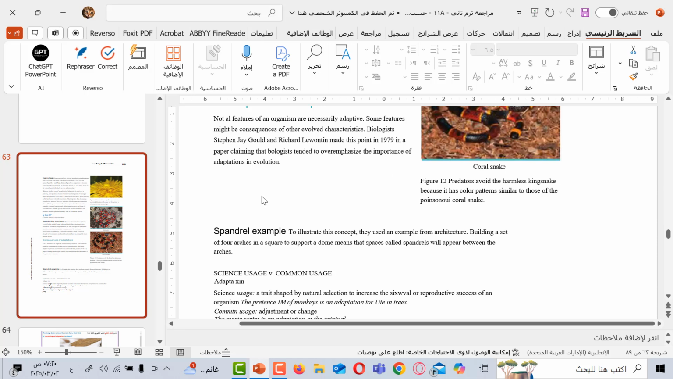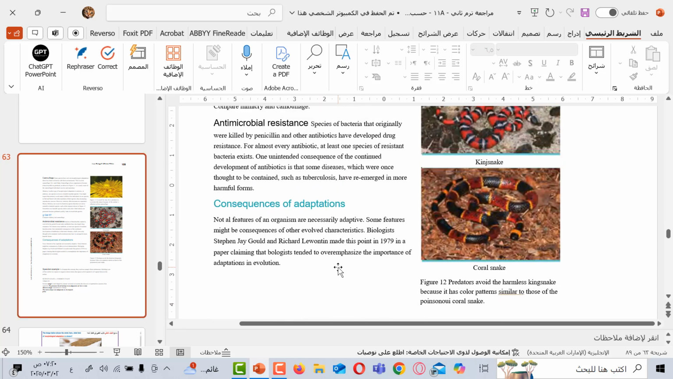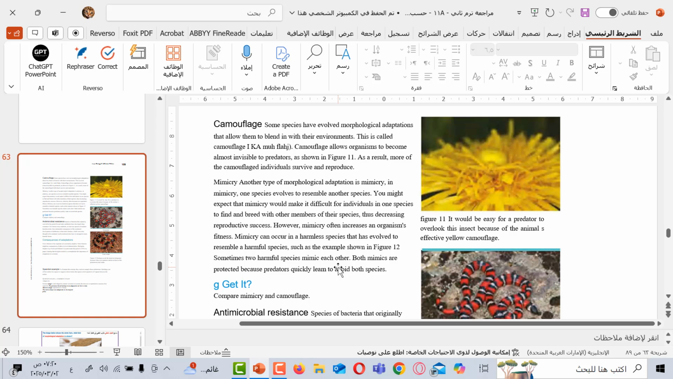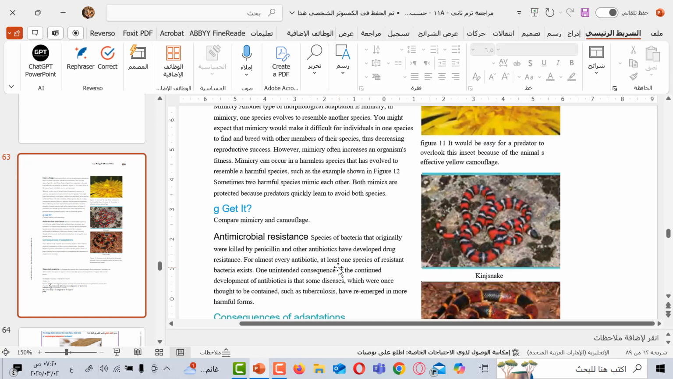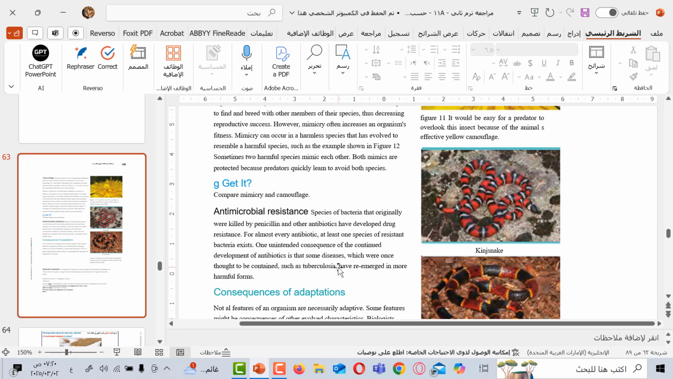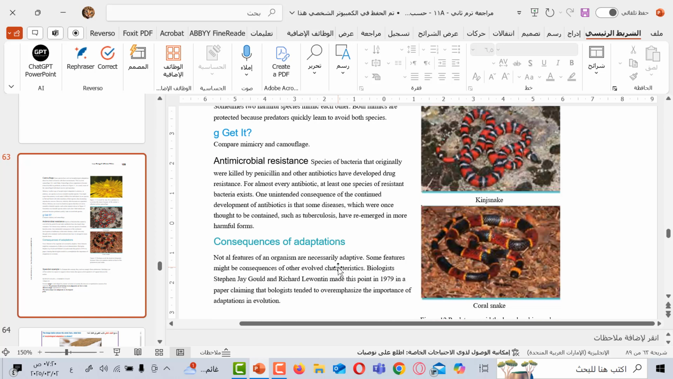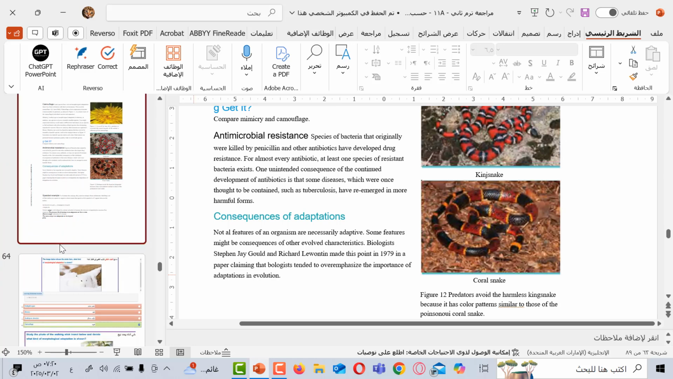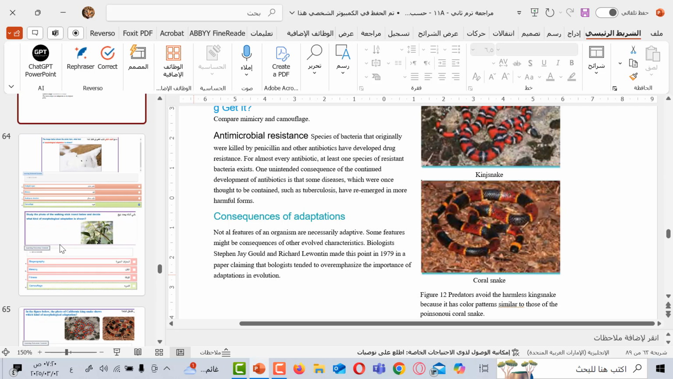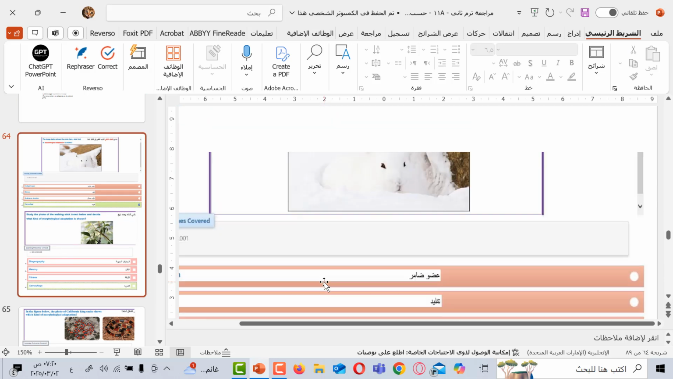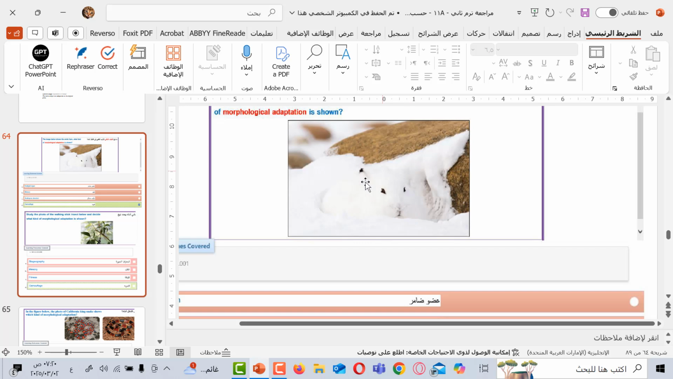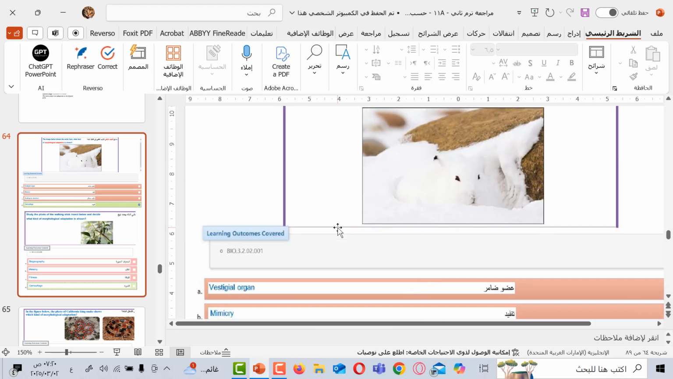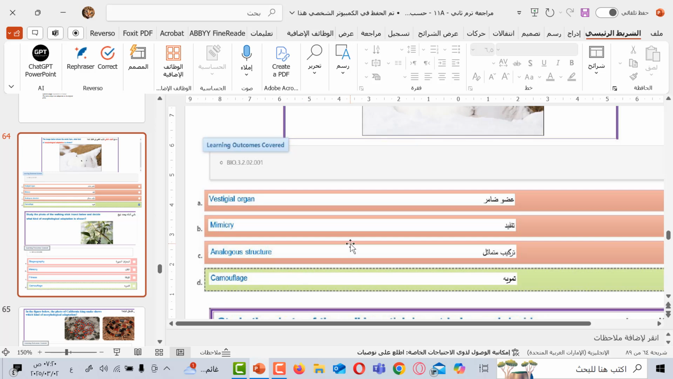You must study all of the page. It's about camouflage and mimicry. We will see some questions here. If you see this picture, you will see a rabbit. As this is a rabbit in ice, that is called camouflage. Yes, camouflage.